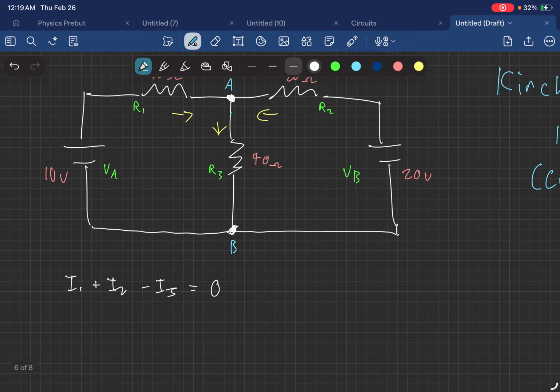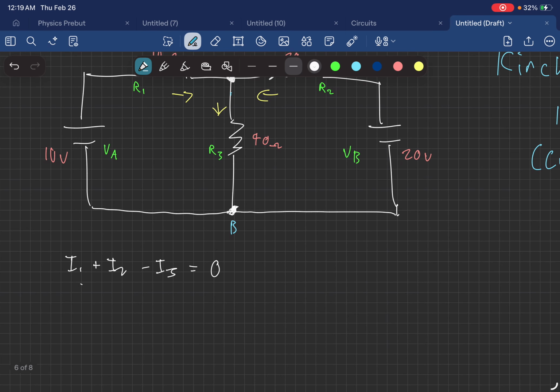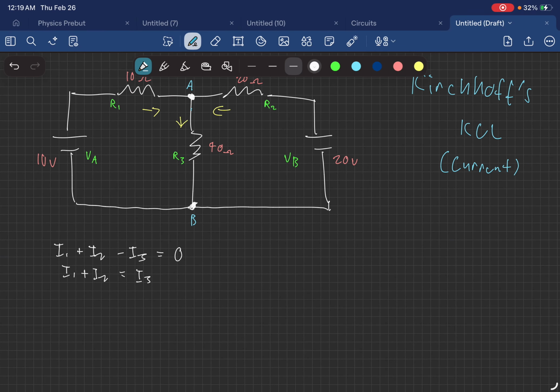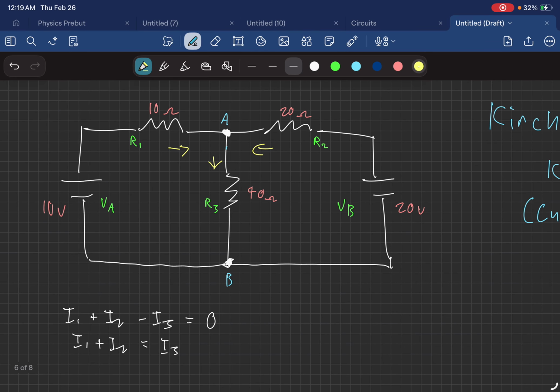And then, remember the concept. I1 plus I2 is equal to I3. We just transpose I3. So look at this. Remember that currents in parallel, you add them. So it's more like the combination of these 2 currents make up this current.